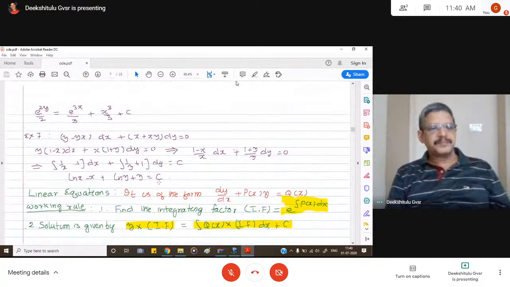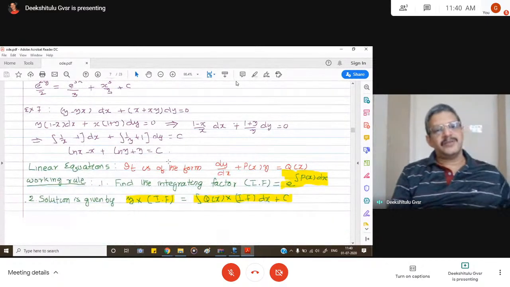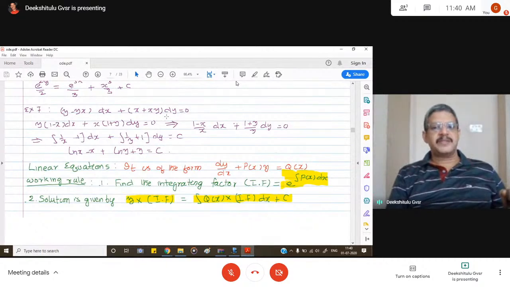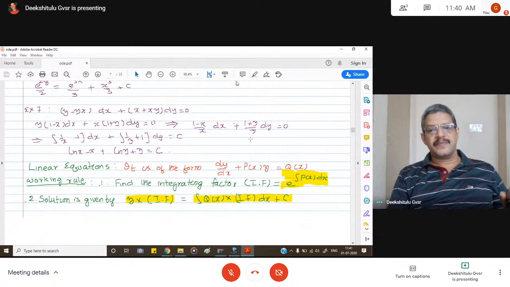Next problem is y minus 3x into dx plus x plus xy into dy is equal to 0. So if you take y common here, y into 1 minus x dx plus x into 1 plus y dy. Really, if you divide by xy on both sides, y gets cancelled, 1 minus x by x dx plus 1 plus y by y dy is equal to 0. So clearly the functions of x are separated from functions of y.